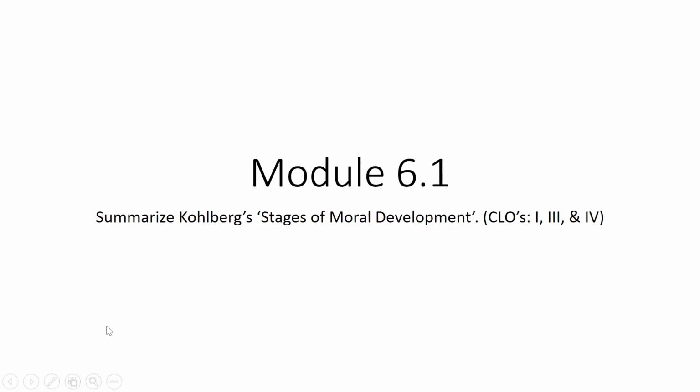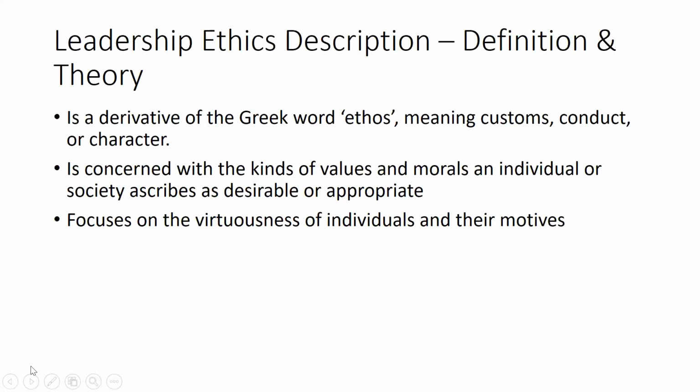We talked a little bit about the ethical side already, ethical leadership. We're going to focus a little more, especially on module 6.1 here. We're going to look at Kohlberg's stages of moral development, which is the foundational component of how ethical decision making, ethical thought, ethical leadership is founded. Where it originates from.